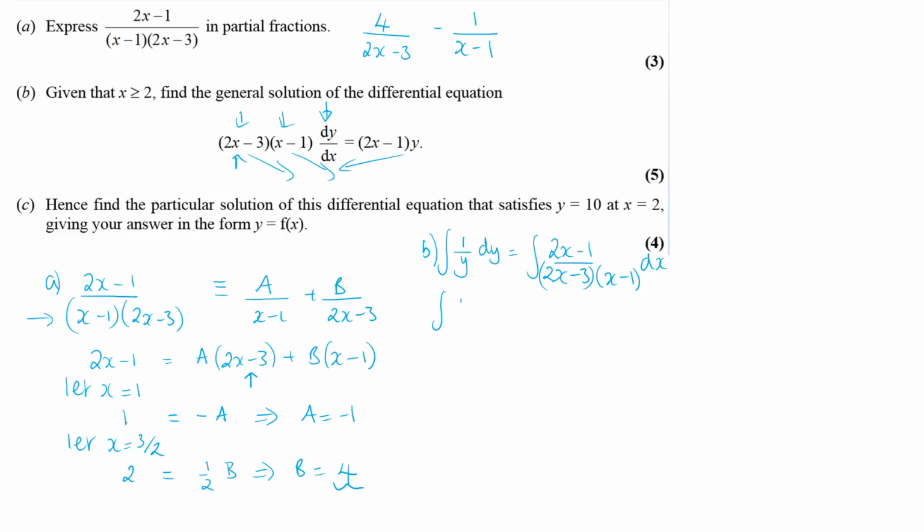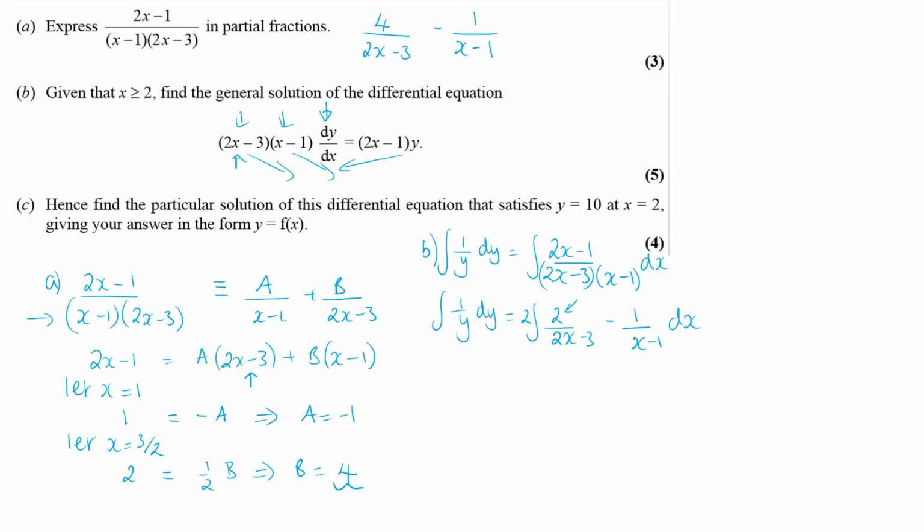So it's going to be the integral of 1 over y dy is equal to the integral, replacing this fraction with our partial fractions, of 4 over 2x minus 3 minus 1 over x minus 1 dx. Now I can see that what's going to be good with this 4 is if I had the differential of the denominator on the top, so it would be better if I had 2 there, and because it is meant to be 4, if I just put a 2 there, that will still mean that it's 4 on the top. But now I can integrate.